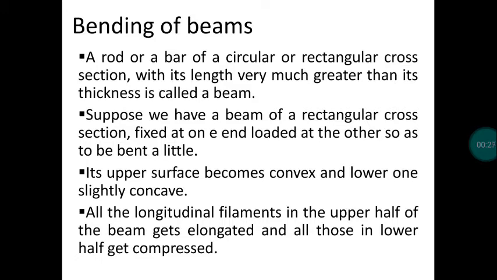A rod or a bar of circular or rectangular cross section with its length very much greater than its thickness is called a beam. Suppose we have a beam of a rectangular cross section fixed at one end, loaded at the other so as to bend a little. Its upper surface becomes convex and lower one slightly concave. All the longitudinal filaments in the upper half of the beam get elongated and all those in the lower half get compressed.